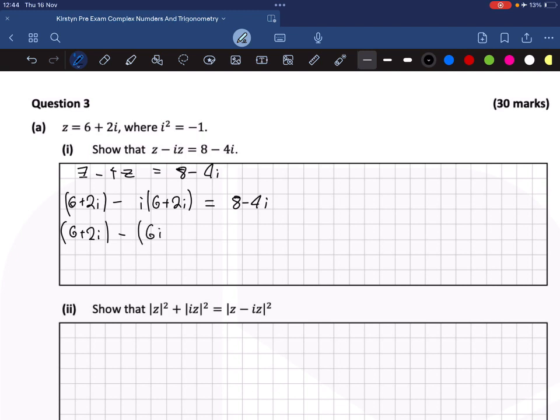Then we're going to have i times 2i, which is equal to 2i squared. What is i squared? Well, it's negative 1. So this is 2 times minus 1, which is minus 2. So this just simplifies to minus 2, and this is equal to 8 minus 4i. So we have 6 minus minus 2, which is 8, and you have 2 minus 6, which is minus 4i, is equal to 8 minus 4i. So that's true.